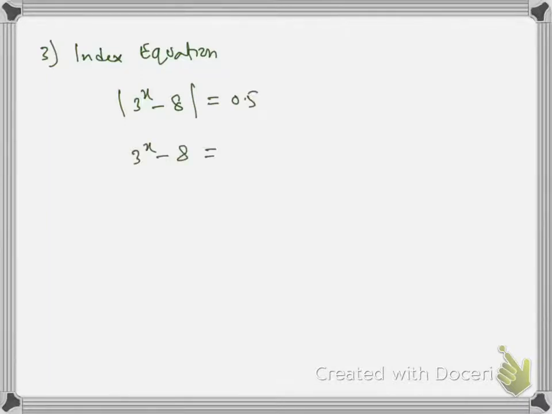Few more examples. Let's discuss some more examples. An index equation is given in example number 3. We will learn how to remove modulus. In this case, we can remove modulus by writing plus minus on the right hand side. This is the way to remove the modulus in index equation.